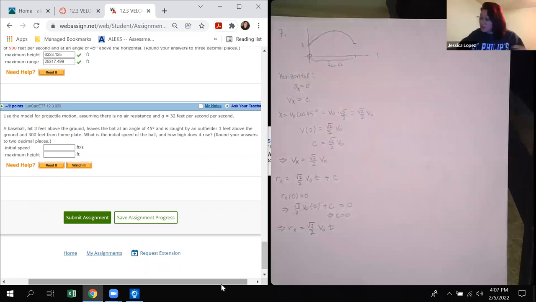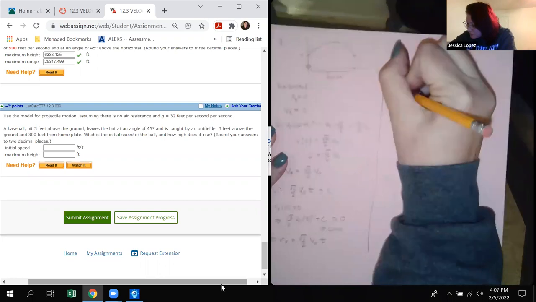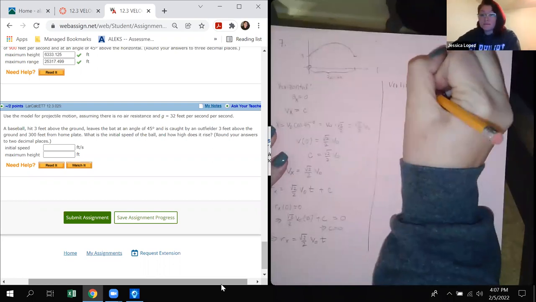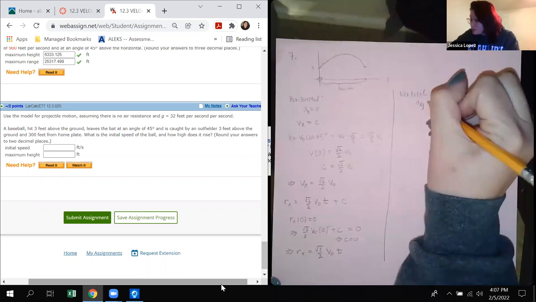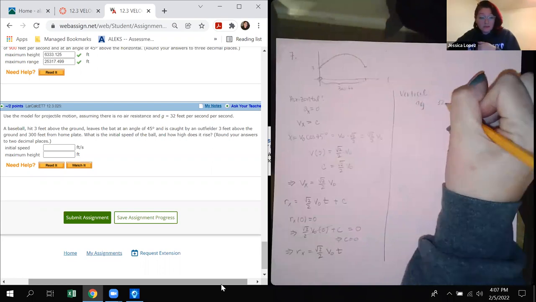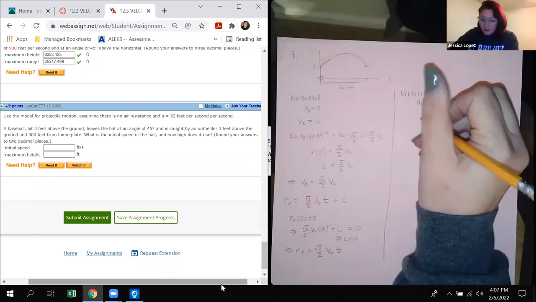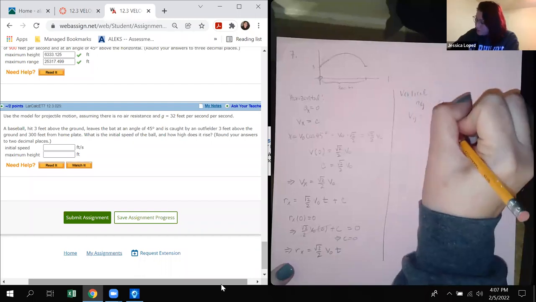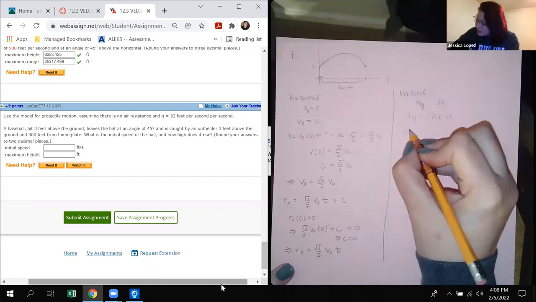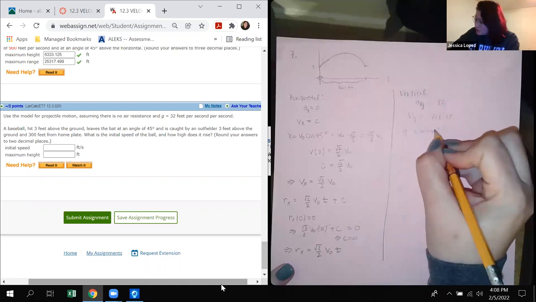Now let's talk about what's happening vertically. On the vertical, we know that A of Y equals -32 because of gravity, right? It's going downward, -32 feet per second squared, okay? So then our Vy is going to be -32T plus C.